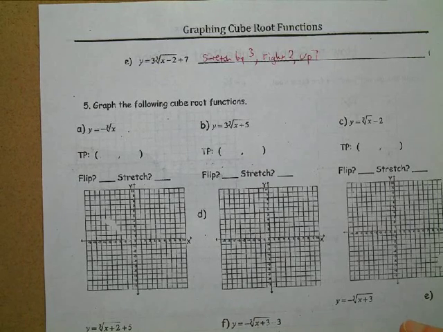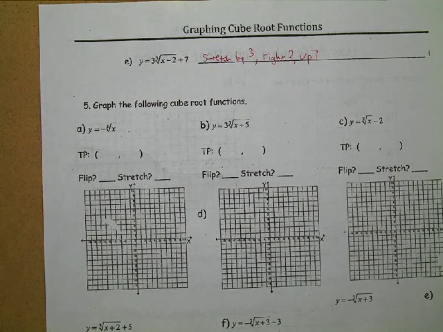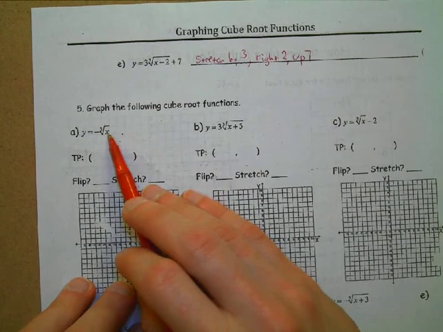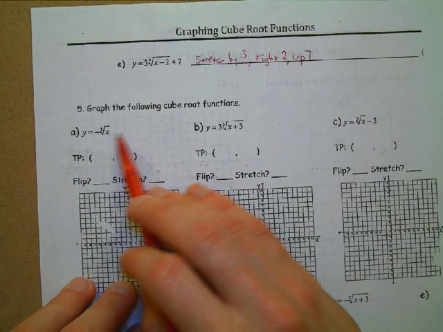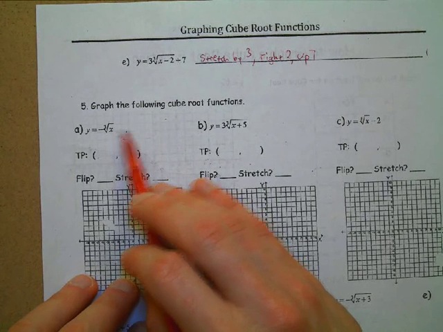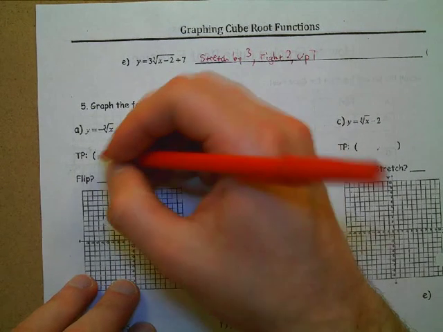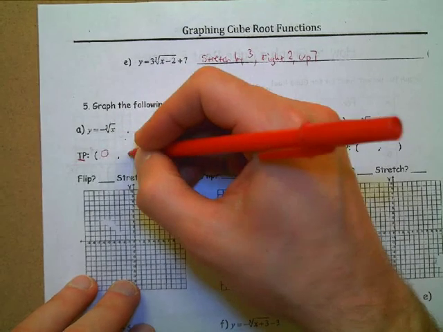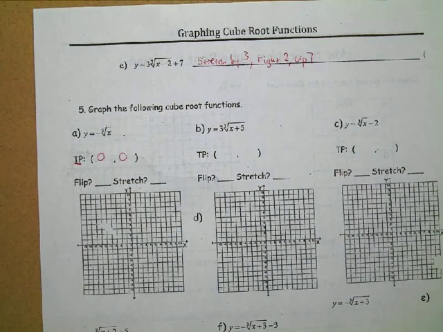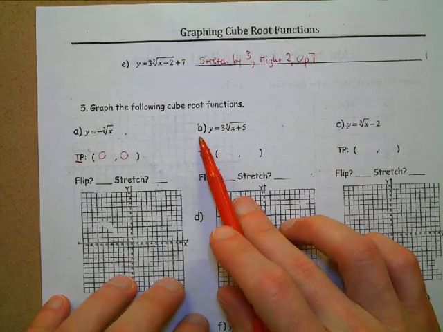All right, let's take a look at number 5. Number 5 asks us to actually graph these things. Are we shifted left or right at all here? We're not shifted left or right, or up or down. So our turning point, TP, that's like our starting point here, is still going to be at 0, 0.